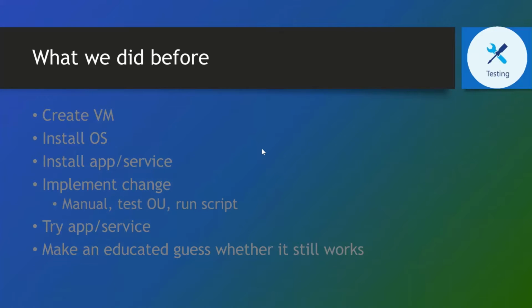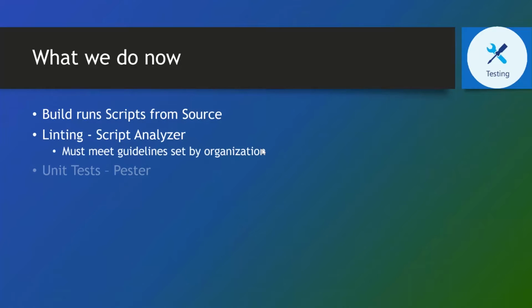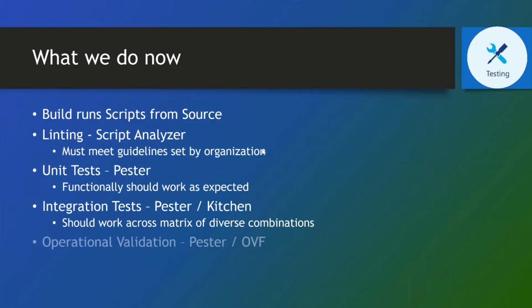So what did we actually do? We didn't do any of this stuff because after a while we just got jaded and it was too much of a pain and we were moving too fast, so we just didn't test. And we just went straight into production, and then we've all lived through the consequences of that. So what do we do now? That build server is just going to run whatever we put in source.